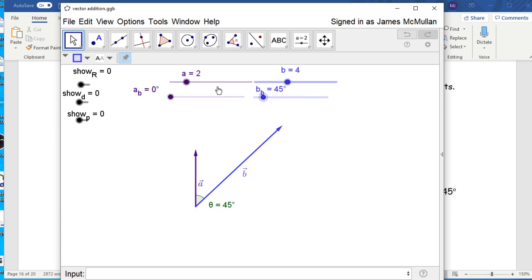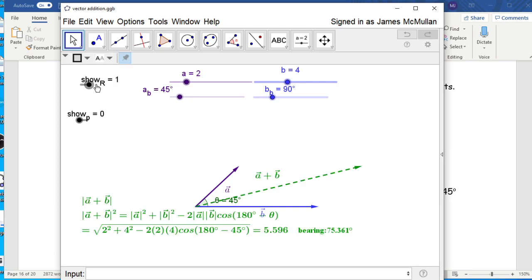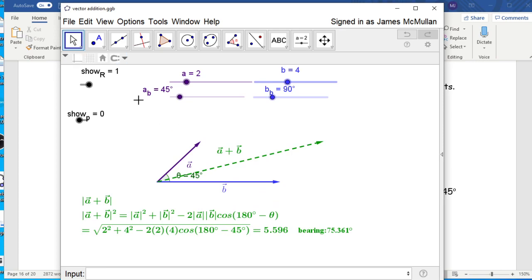Now, if you're drawing this yourself, it's probably easier to have B be flat and have A come at 45 degrees so that the angle between them is still 45. It's probably easier to draw that way. So let's draw it that way. The question is asking for the resultant. So the resultant, I just did it for you. If you go to show R, and show P is just finishing the parallelogram to remind you how to draw this. We don't really need that right now. I guess we can keep it on. So here's the resultant, and here's how to calculate it.